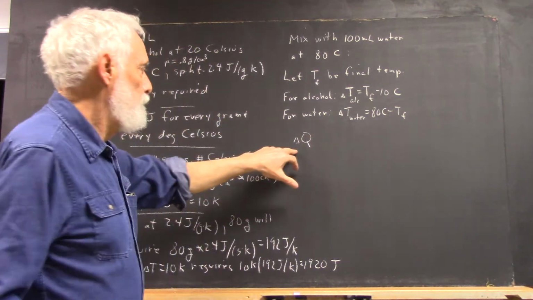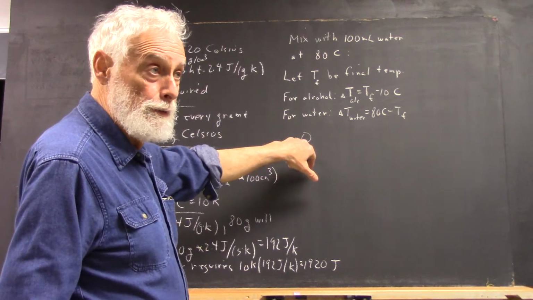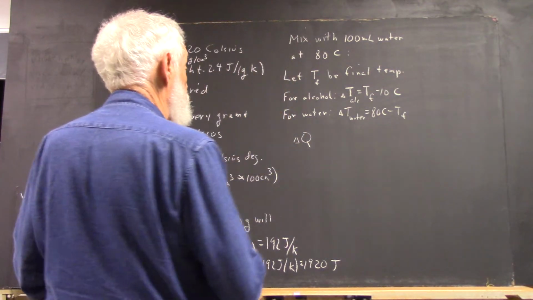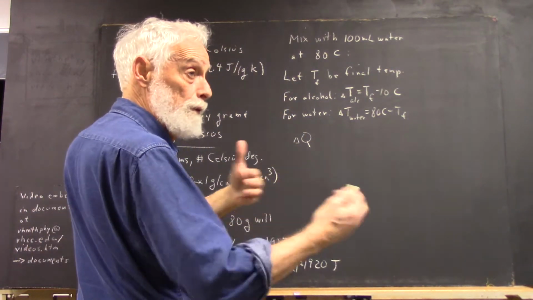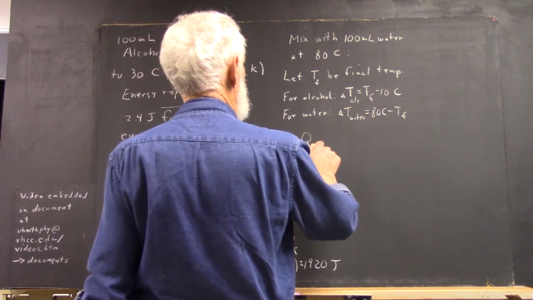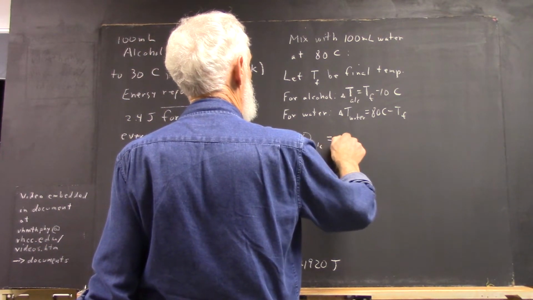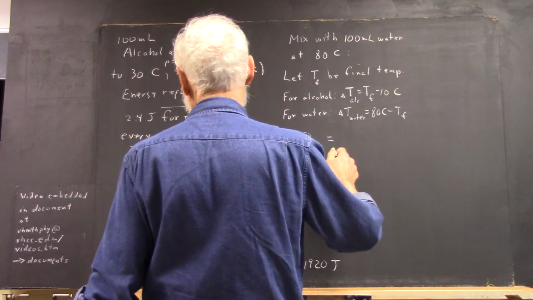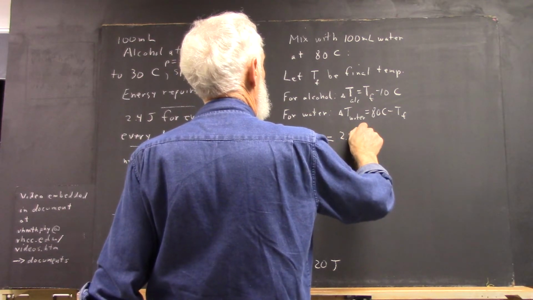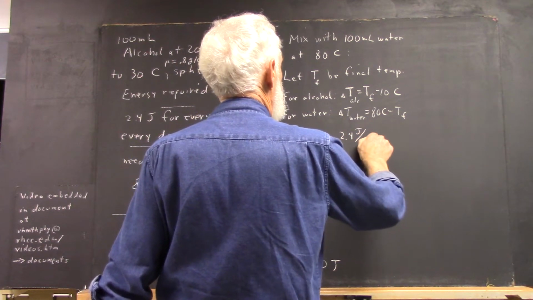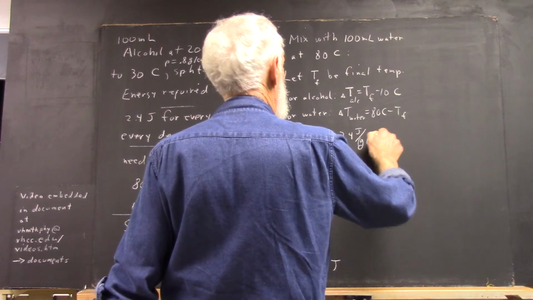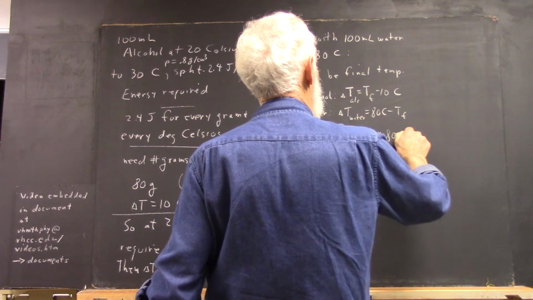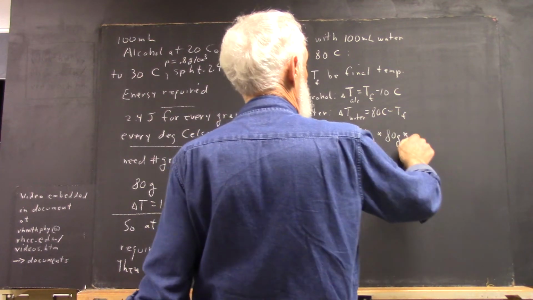Now we're going to use delta Q for the heat required, for the energy you have to supply to the alcohol or take away from it, depending on which direction the temperature is going. So delta Q of the alcohol is going to be what? It's going to be 2.4 joules per gram Kelvin times 80 grams times delta T of the alcohol, right?